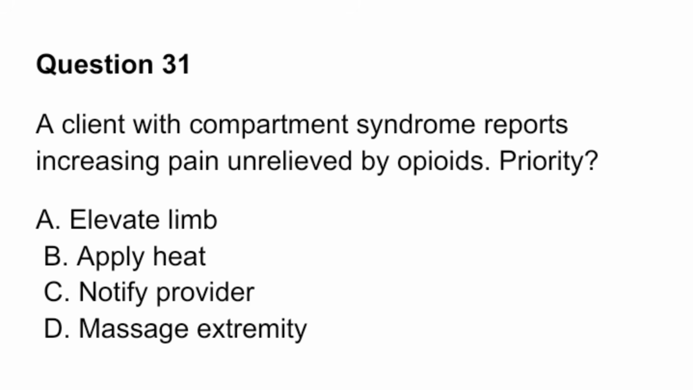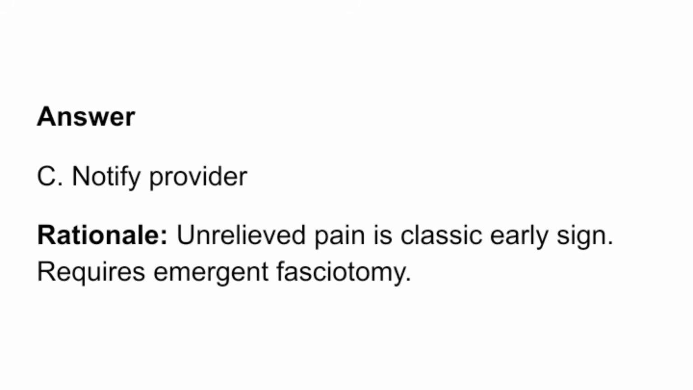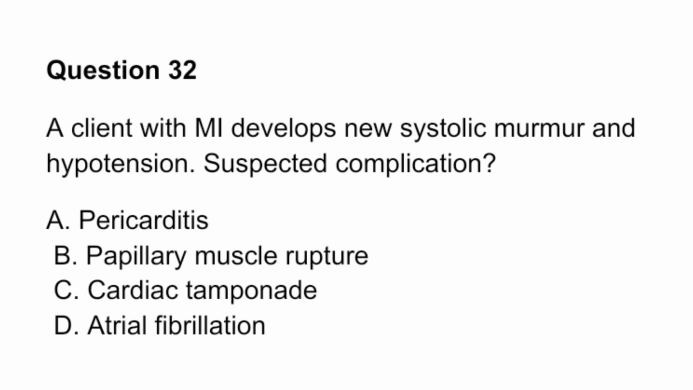Question 31. A client with compartment syndrome reports increasing pain unrelieved by opioids. Priority: A. Elevate limb. B. Apply heat. C. Notify provider. D. Massage extremity. The answer is C. Notify provider. Rationale: unrelieved pain is classic early sign. Requires emergent fasciotomy.